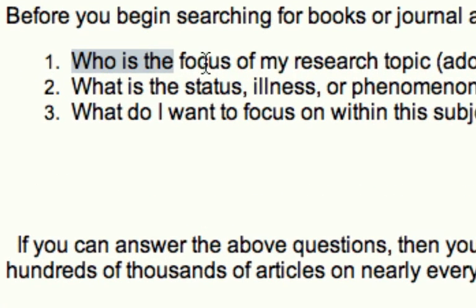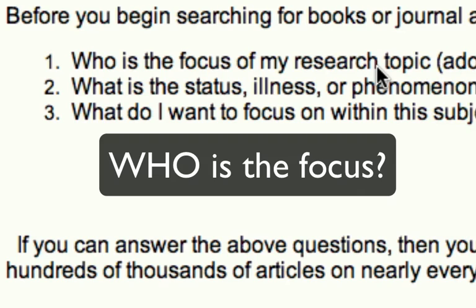Ask yourself, who is the focus of my research topic? This is the population. Who are we dealing with? Are we dealing with adolescents, men, college-age women, elderly, middle school children, teenagers? Are you dealing with elderly, divorced, or widowed females? You really need to get a good grasp of who your population is, who is the focus of your study.